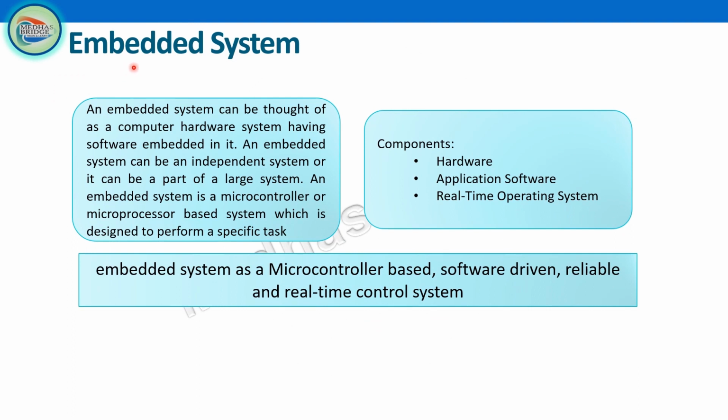Now, coming to the term embedded system. An embedded system can be thought of as a computer hardware system having software embedded in it. Yes, an embedded system can be an independent system or it can be part of a larger system. An embedded system is a microcontroller or microprocessor based system which is designed to perform a specific task.